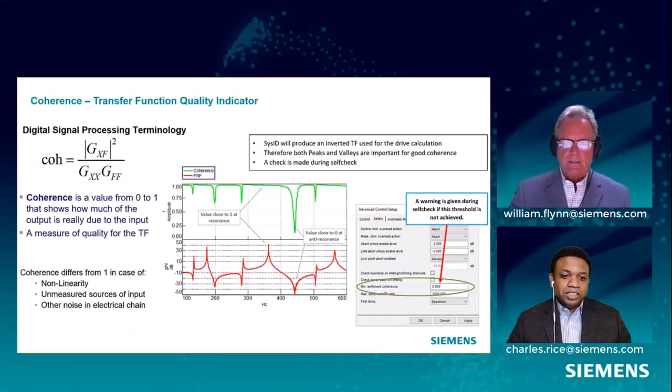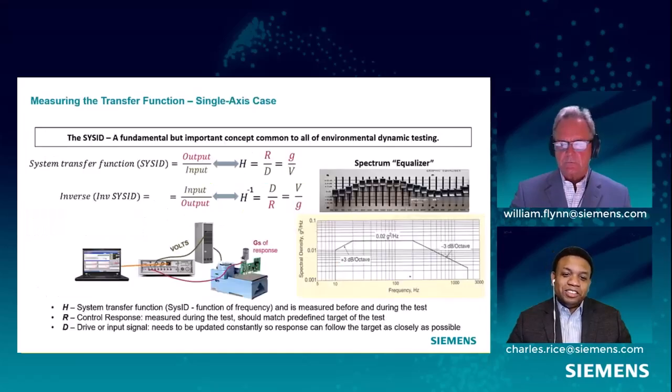I got a question on that last slide. Yeah, Charles. So we talked about the SysID. You said needing to be very accurate, right? And then at the bottom there says we need to update this drive signal constantly. Why would I need to update it if I measure it accurately the first time?